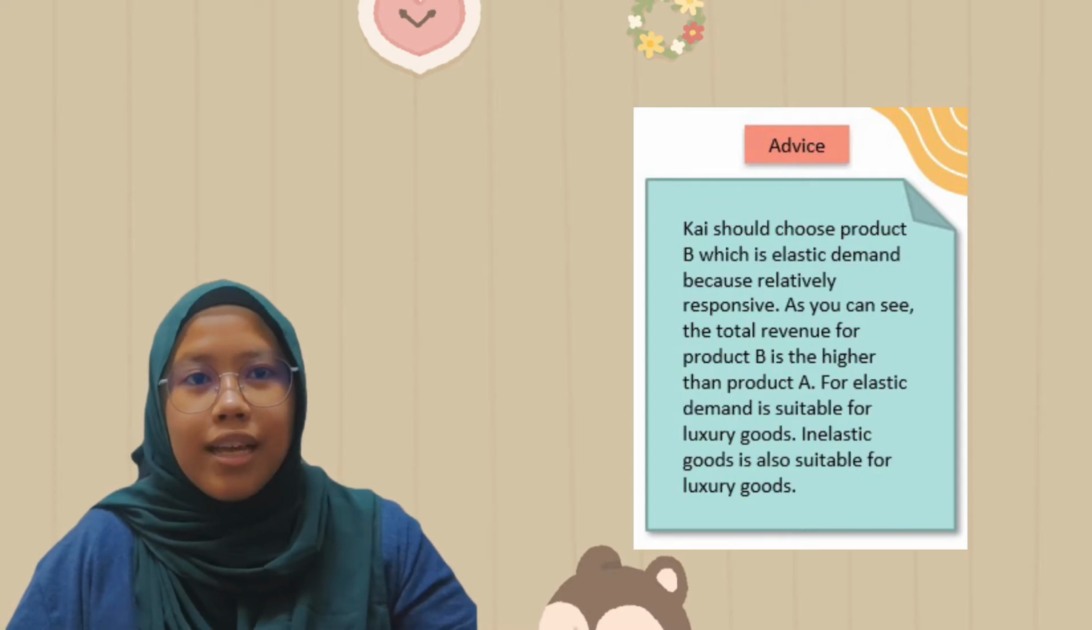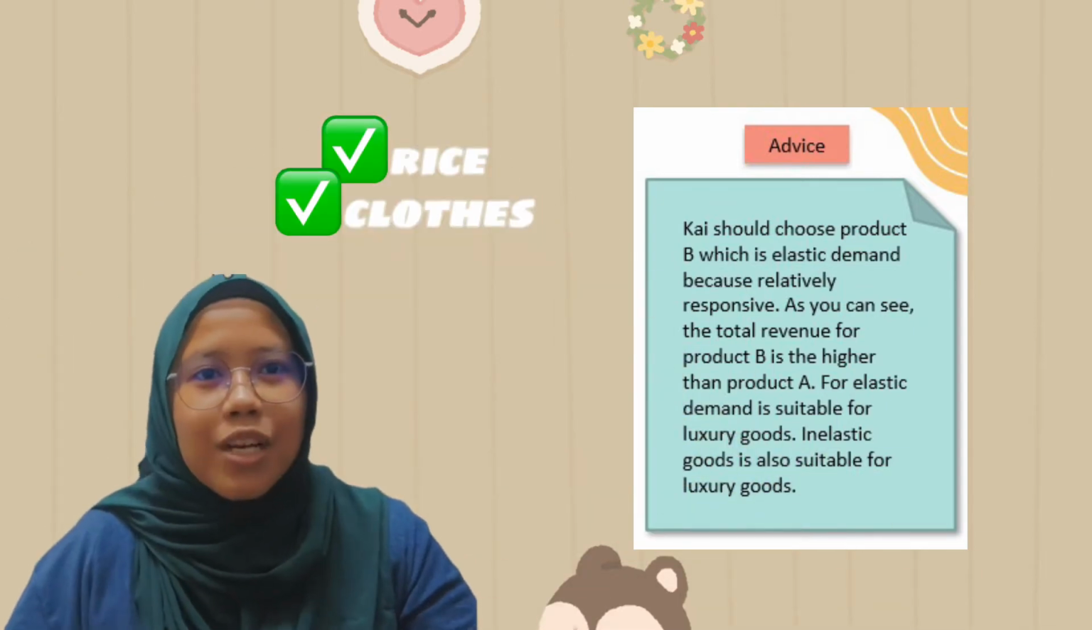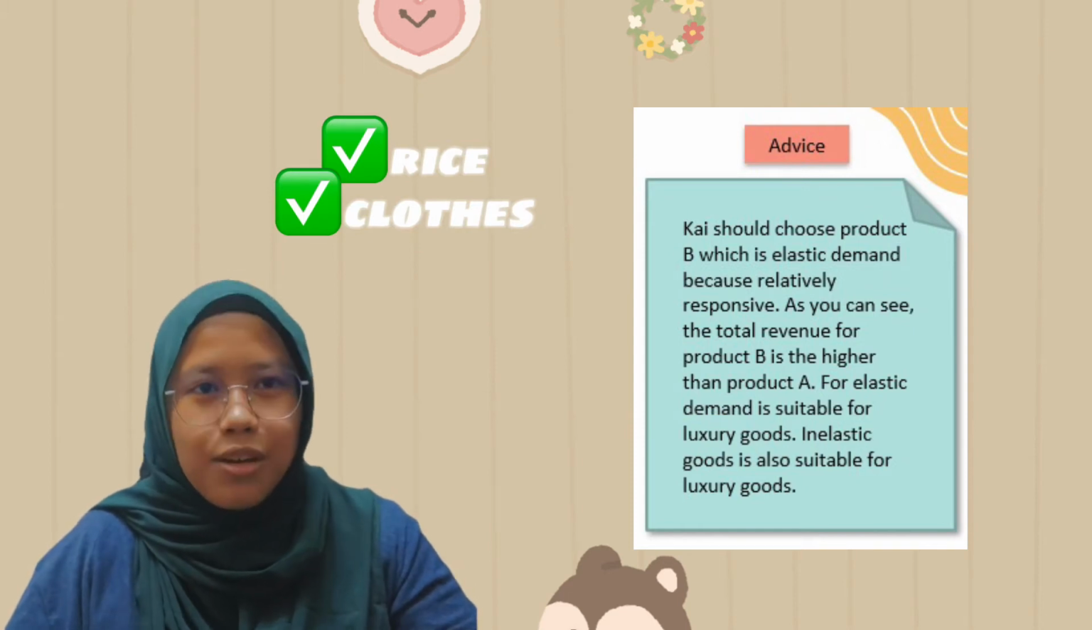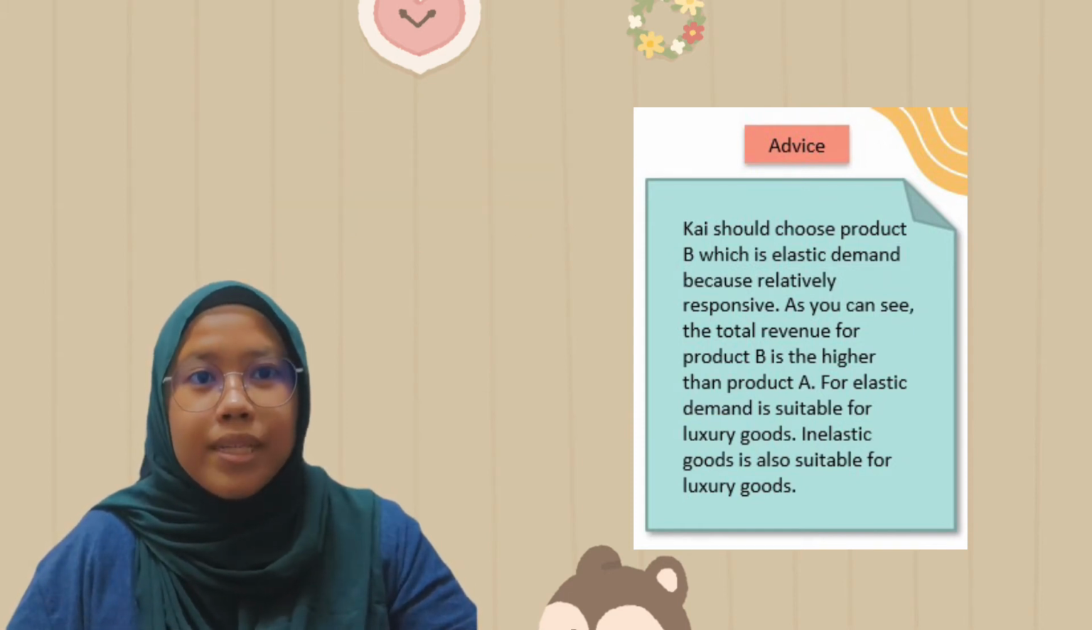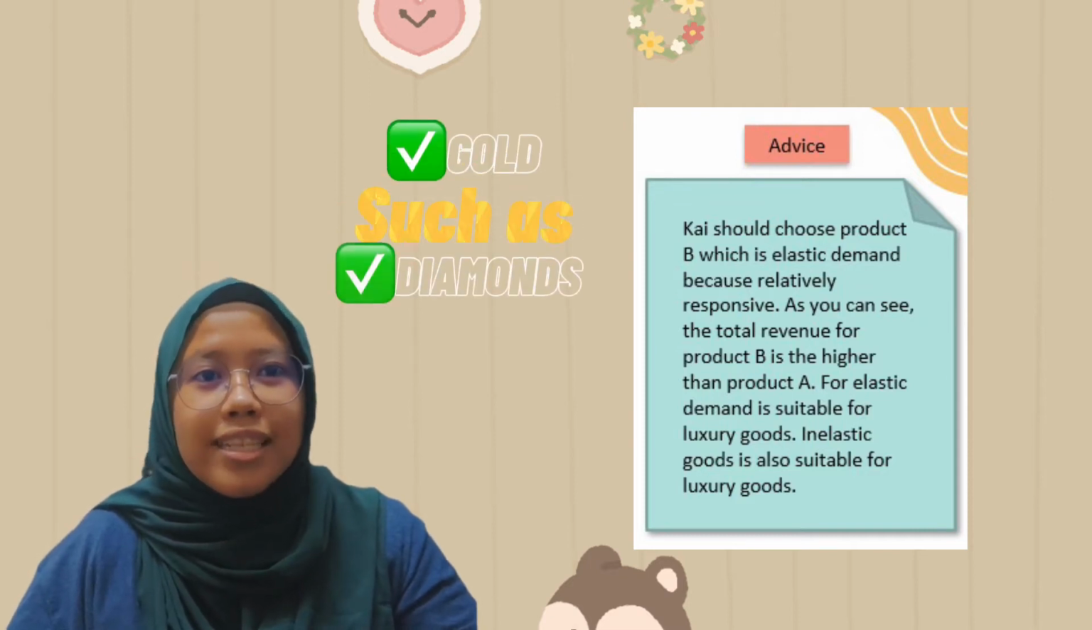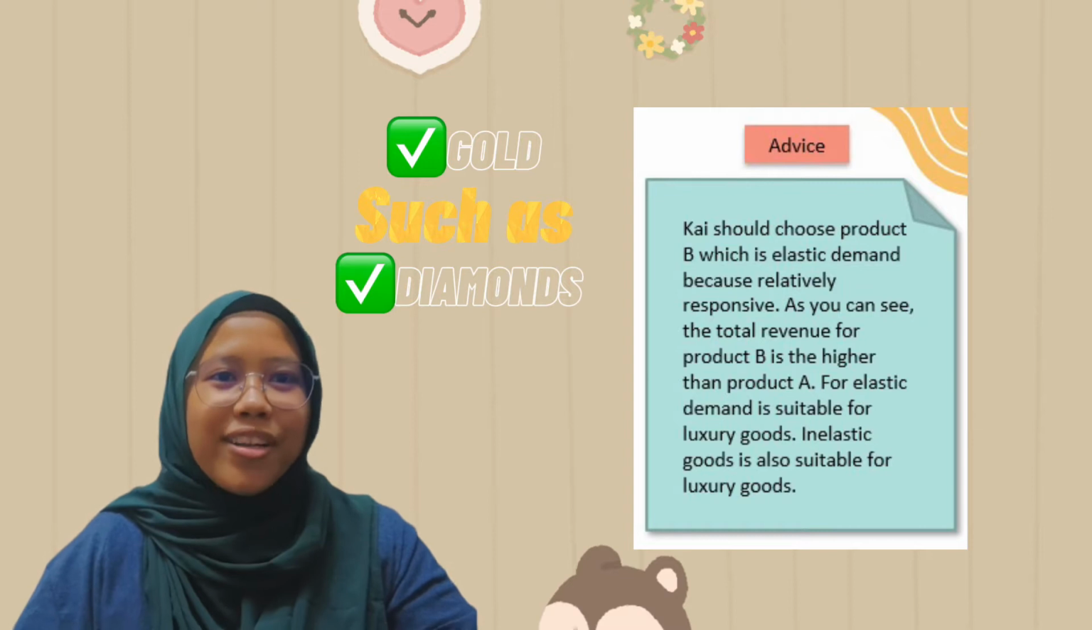Product A is suitable for normal goods, which are rice, clothes, and so on. Product B is suitable for luxury goods, which are gold, diamond, and so on. So I will pass this presentation to Dania.